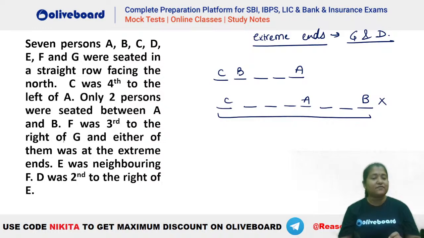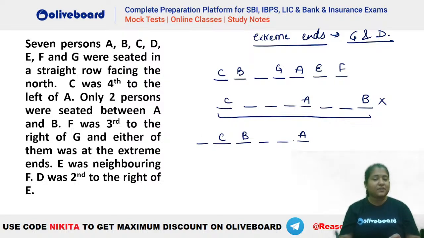Now it is given F was third to the right of G and neither of them was at the extreme ends. So you can see that F has to be third to the right of G. So let's try what are the possibilities here. C, B and A. So F is third to the right of G. Let's say if we take F here, and E was neighboring F, right? That is also given that E is neighboring F. So let's say if F is this person, F is third to the right of G and E is neighboring F, can be like this. Similarly, let's say if we take him towards this side, that is F is third to the right of G.